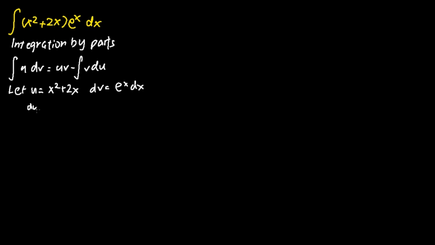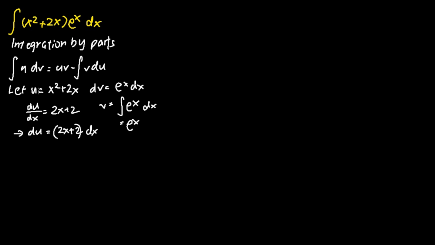To find my du, I differentiate u with respect to x. This gives me 2x plus 2. Multiplying both sides by dx, I get du is equal to 2x plus 2 dx. To find my v, I'll integrate dv, which is the integral of e to the power x dx. This gives me e to the power of x. Once I have found my u, dv, v, and du, I can apply the integration by parts formula to move on to the next step.